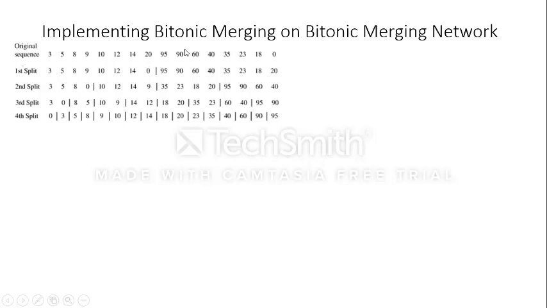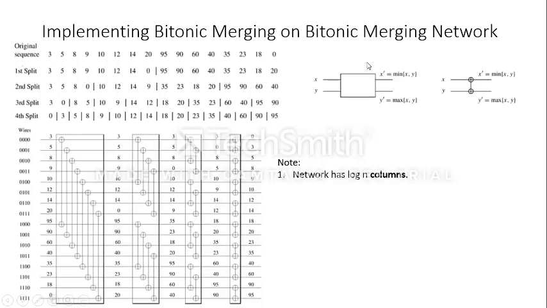Now, if we want to implement this Bitonic merging on the Bitonic merging network with the help of increasing comparators and decreasing comparators, how it can be done, I shall explain now. Before that, it should be recalled that the increasing comparator, in which the values x and y are given, gives the output x prime, which has the minimum value, while y prime has the maximum value, and the symbol for it is of this form.